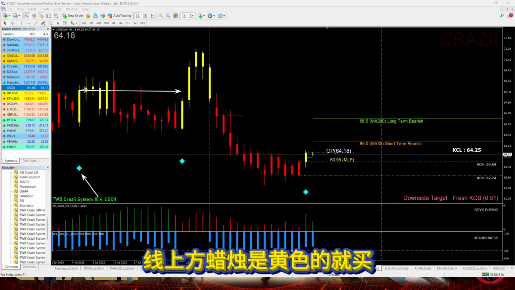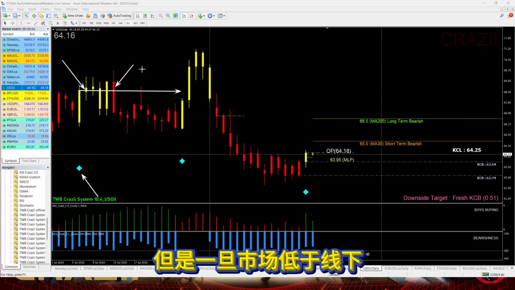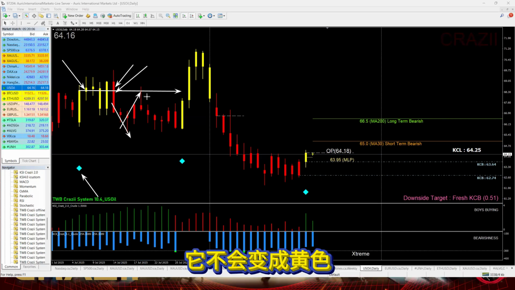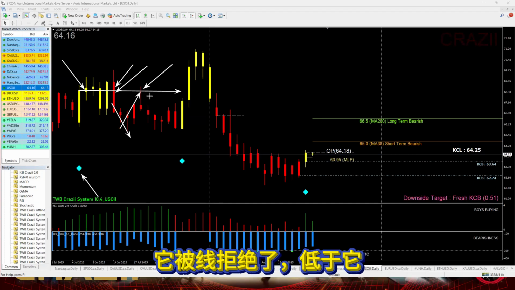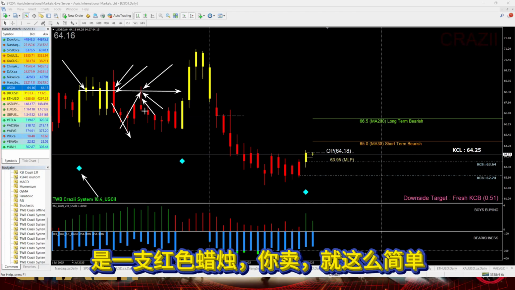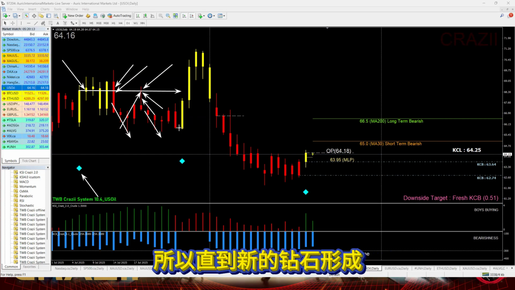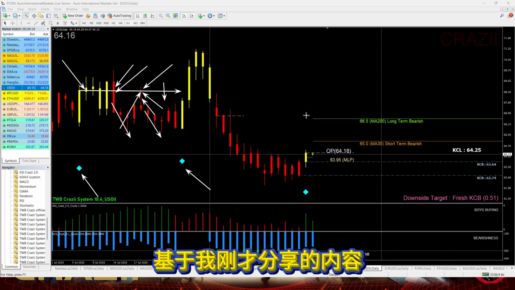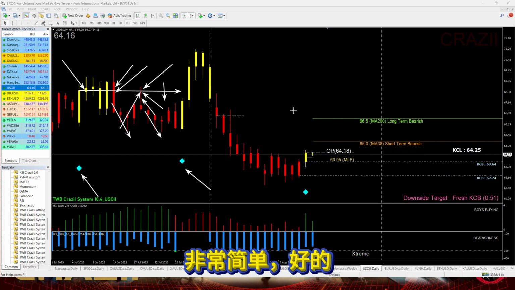Very simple. Above the line is a yellow candle, you buy. But once the market goes below the line and turns red, you just have to sell. When the market rebounds and it doesn't turn yellow, it's rejected by the line and goes below it as a red candle, you sell. It's as simple as that. Until a new diamond forms, then the line will be obsolete. If not, you just trade accordingly based on what I just shared. Very simple.